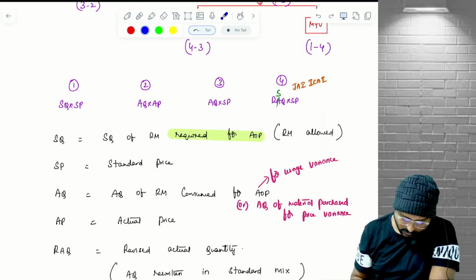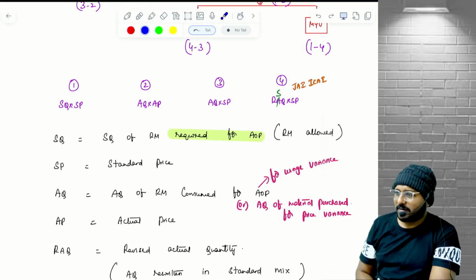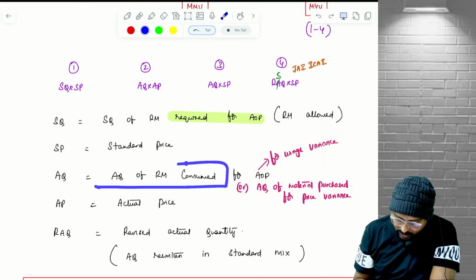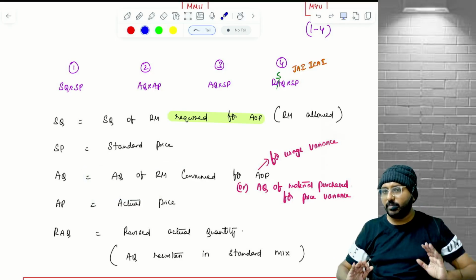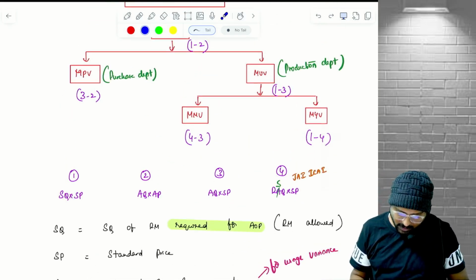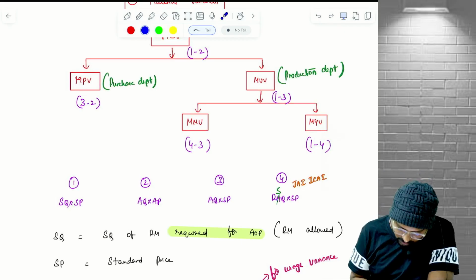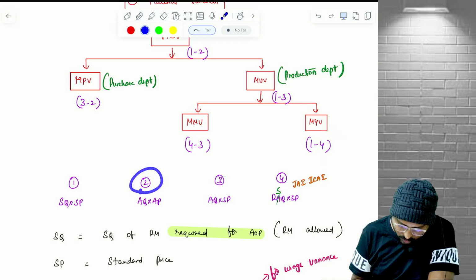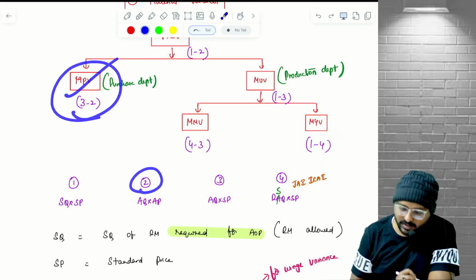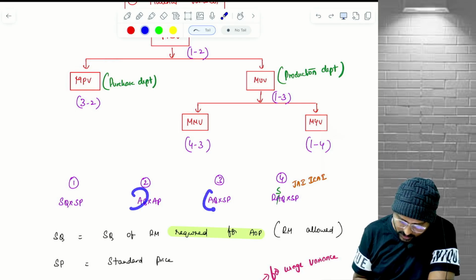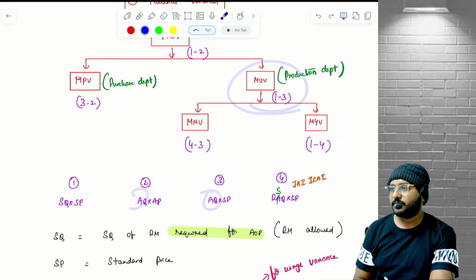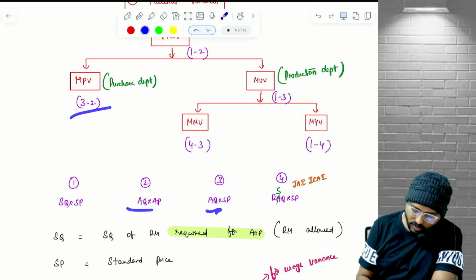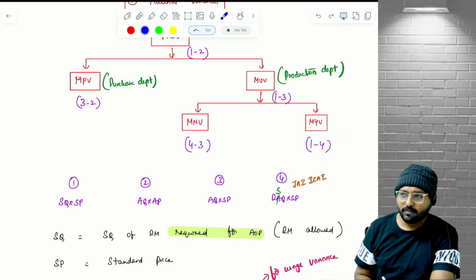Clear? SP means what? Standard price. Very easy. AQ means what? Actual quantity of raw material consumed. Here it is a little bit tricky. Remember, because if you can see, we are using AQ two times. We are using it in price variance. Again, we are using AQ in usage variance. And the AQ can be the same in both cases or it can be different also. What is that? I'll tell you.